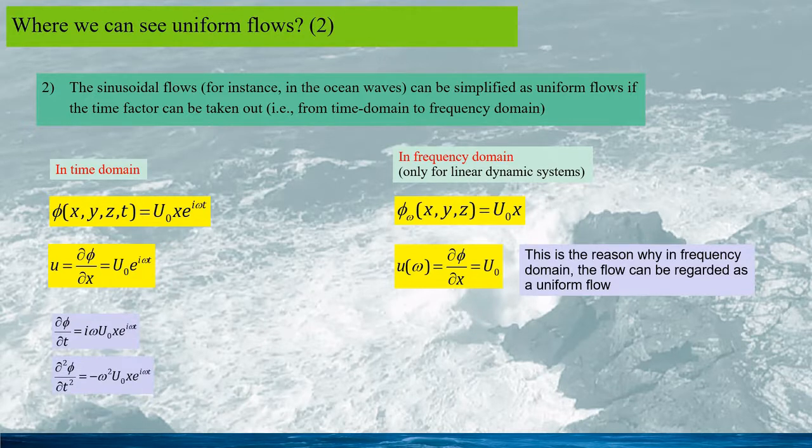For a reference, the first order and the second order differentiations with regard to time in time domain are given by this. In frequency domain, they are simply given by this and this respectively. You can see in frequency domain, the corresponding term can be obtained from the time domain by leaving the time factor out.